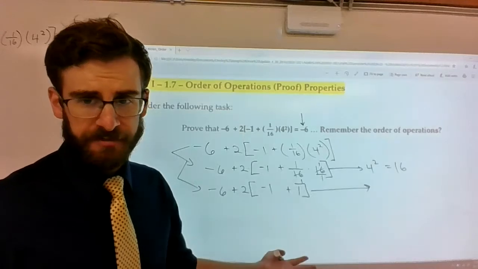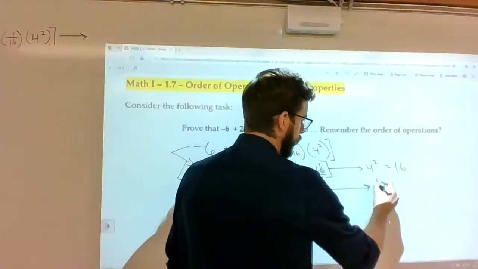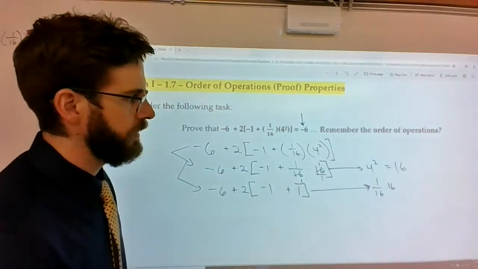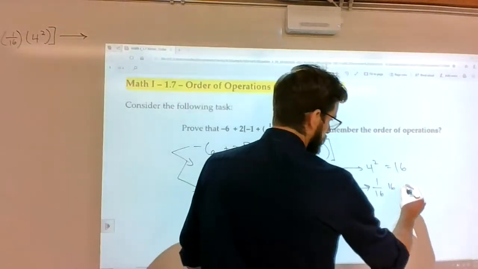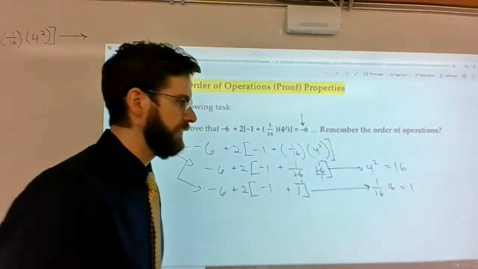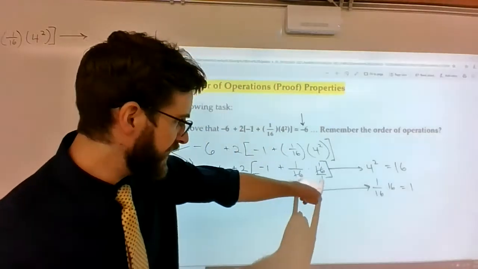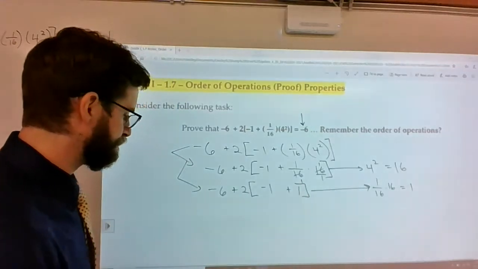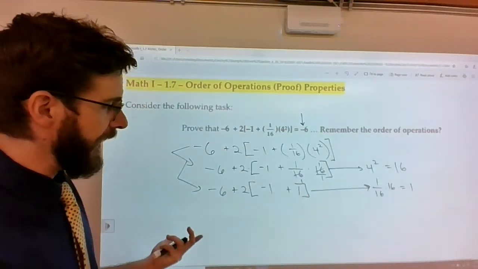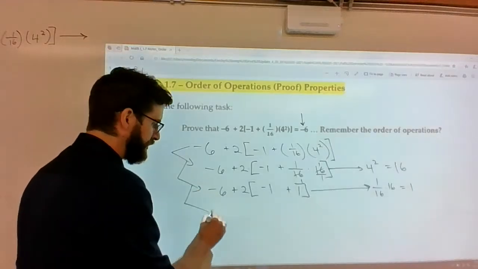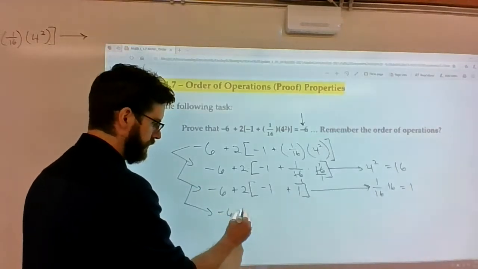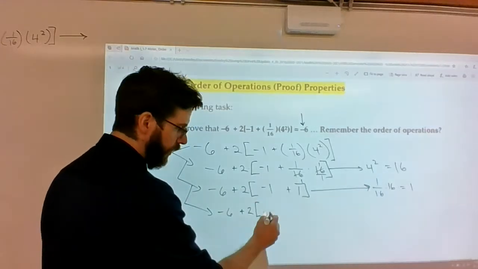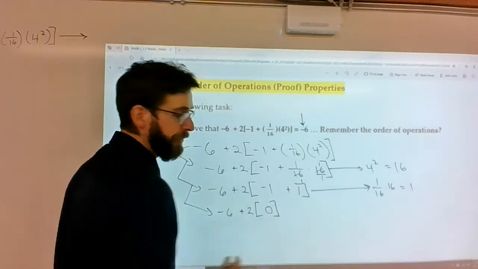My documentation off to the side would be 1/16 times 16 is equal to 1. That's the change I made. This was in the expression. It is now just a 1. At this point, the brackets are down to addition. So I just take -1 plus 1, and that should be 0.